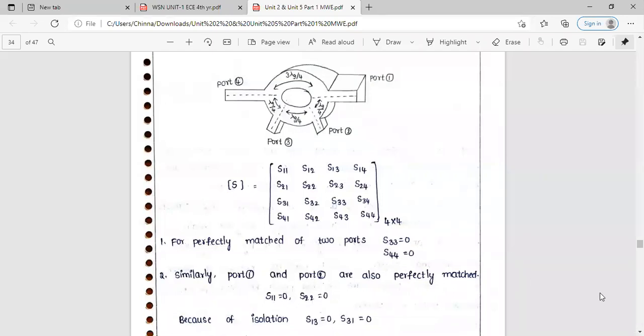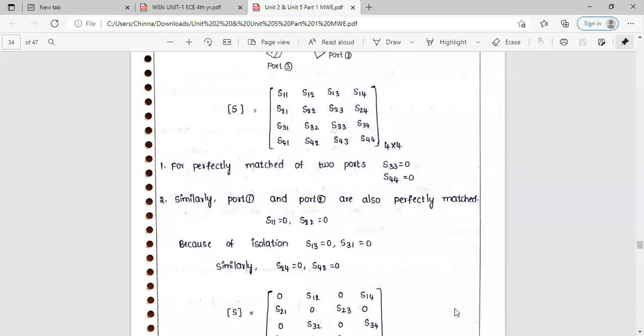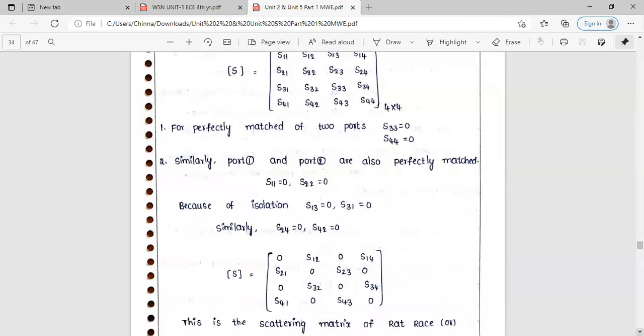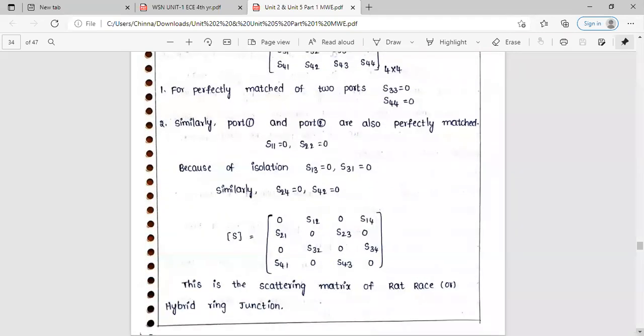So due to the isolation between 1 and 3, S13 is equal to 0, S31 is equal to 0. Similarly, isolation between 2 and 4, S24 is equal to 0, S42 is equal to 0. Finally, the scattering matrix that will be obtained for the rat race is 0, S12, 0, S14, S21, 0, S23, 0, 0, S32, 0, S34, S41, 0, S43, 0. This is the scattering matrix of the rat race junction.